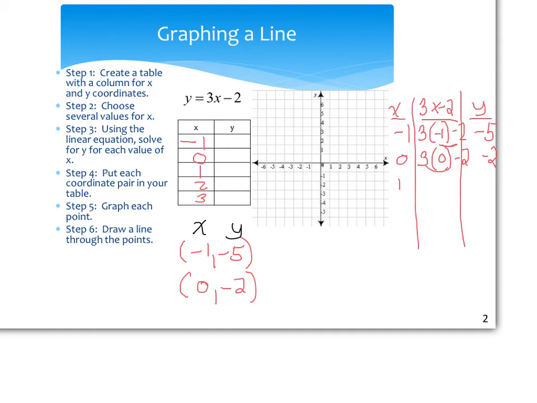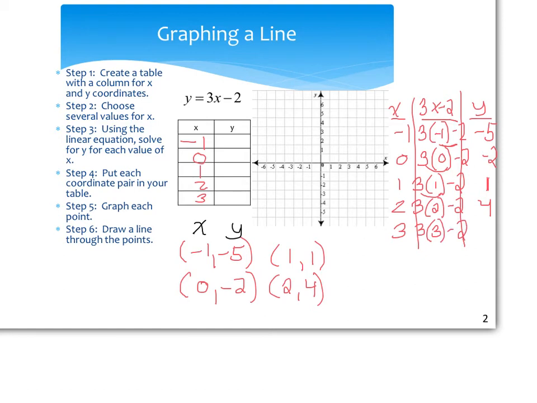All right, let's try 1. 3 times 1 minus 2. Well, 3 times 1 is 3, minus 2 is 1, positive 1. So we've got another ordered pair, 1, 1. And finally, we're going to try 2. 3 times 2 minus 2. Well, 3 times 2 is 6. 6 minus 2 is 4. So we've got another ordered pair, 2, 4. And finally, we'll do 3. 3 times 3 minus 2. We've got 3 times 3 is 9. And 9 minus 2 is 7. So our last ordered pair is 3, 7.